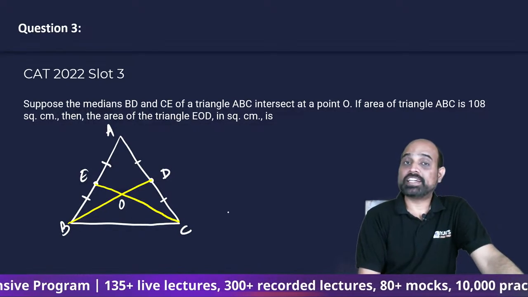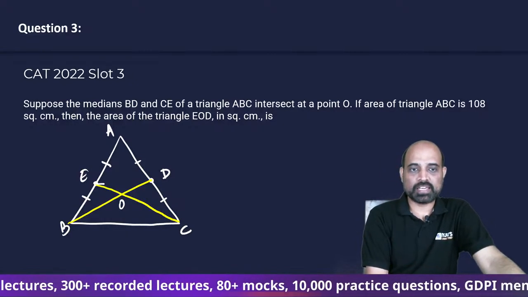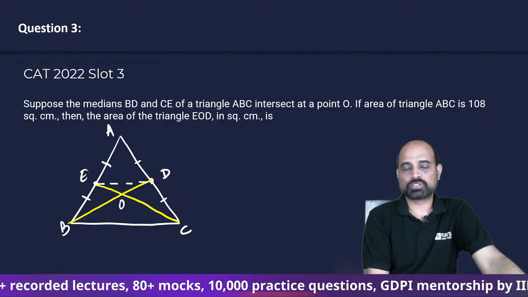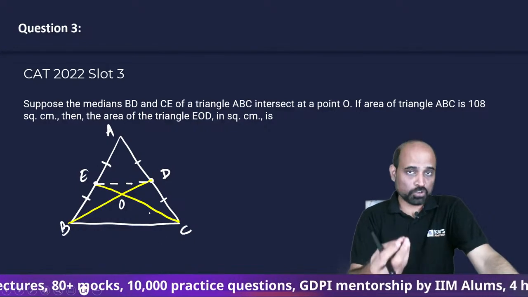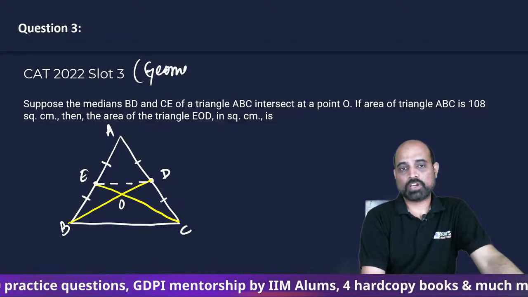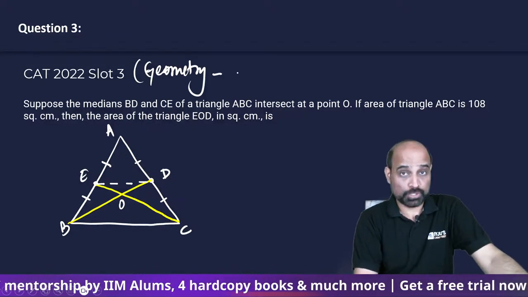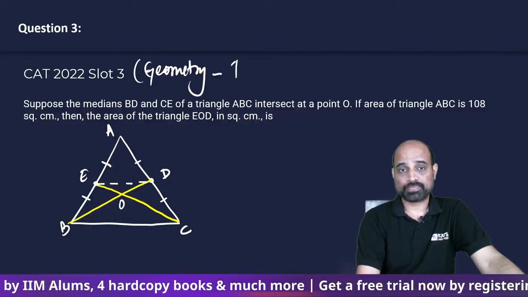If the area of the entire triangle is 108 square centimeter, then the area of the triangle EOD is going to be how much? So of course a bit of geometry or triangles logic is going to be needed, but we are not going to use geometry area calculation. We are simply going to use ratios, which is a part of arithmetic only.